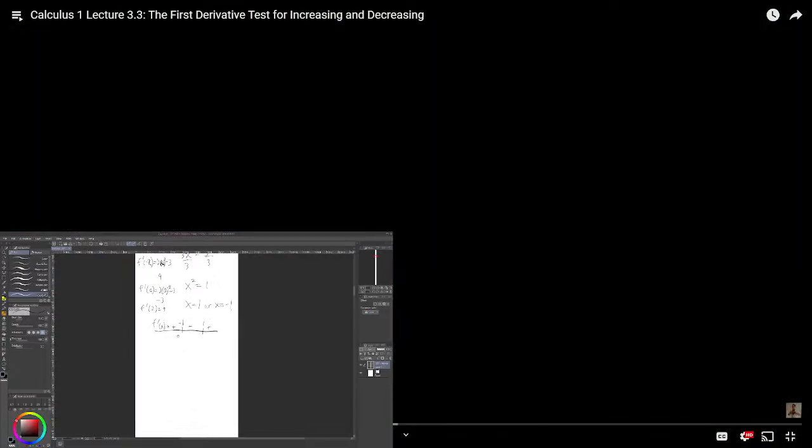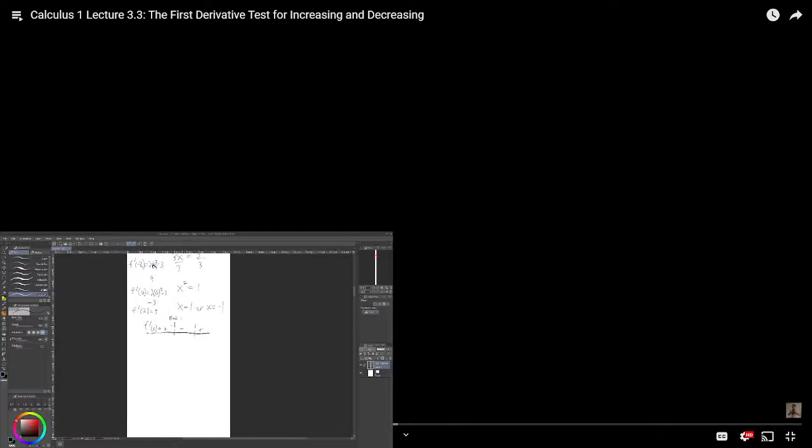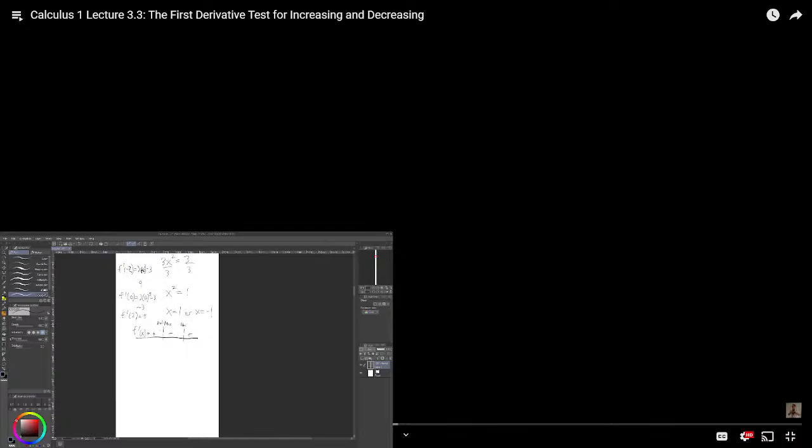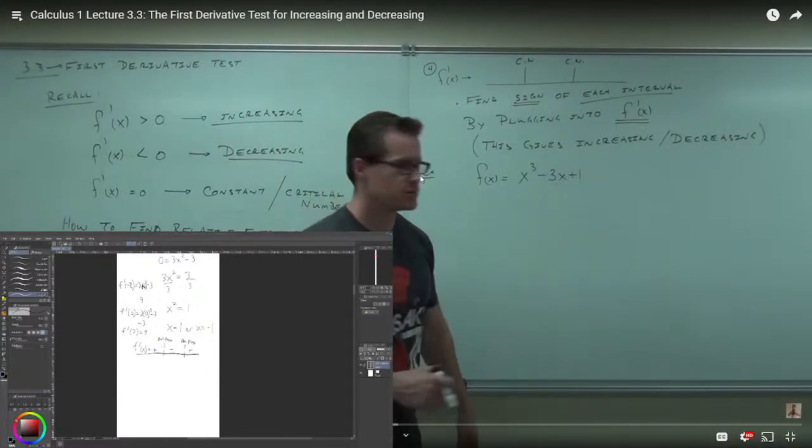So we're going from increasing to decreasing to increasing. So this is going to be the relative max. Relative, or this was going to be the absolute max, I think.